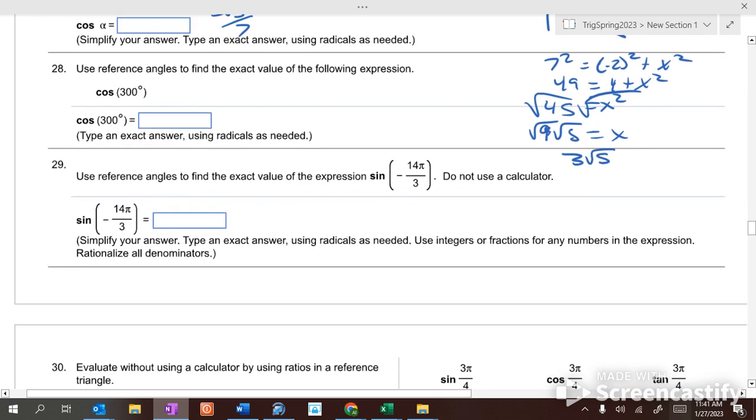All right, we're on the home stretch now. Cosine of 300 degrees. You look at the unit circle, find the cosine of 300 degrees, and you see that it is positive 1/2, correct?